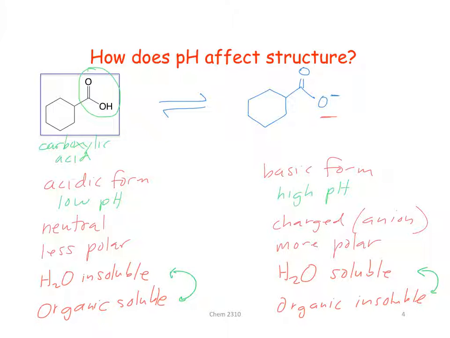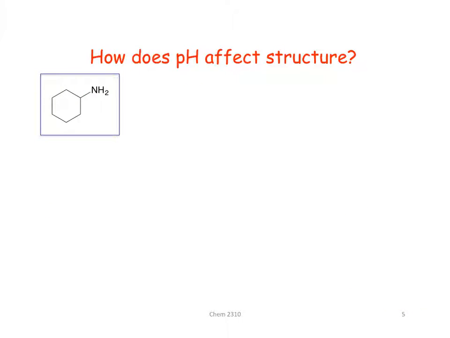Okay, so let's look at one example, and then I'm going to show you a practical application of this. In this case, we have a group called an amine. It's kind of like ammonia, and it has a non-bonding pair of electrons on the nitrogen. So amines typically act as bases, and they're one of the most common organic bases. So this is going to act as a base, and that means it's going to pick up a proton.